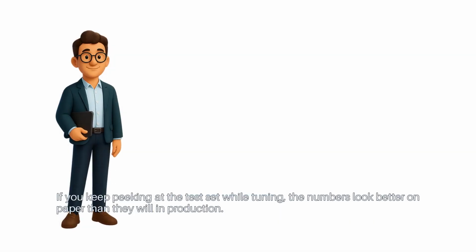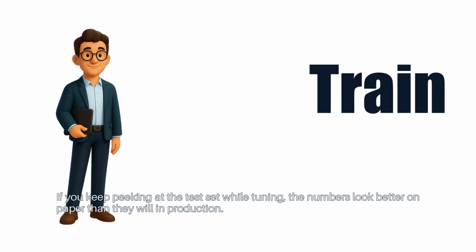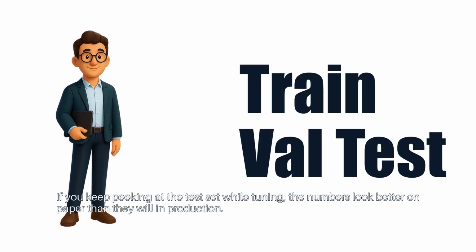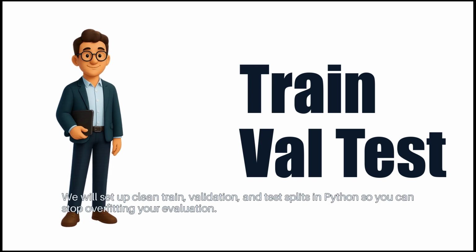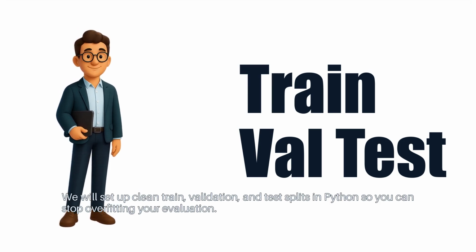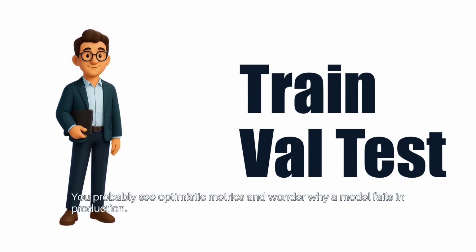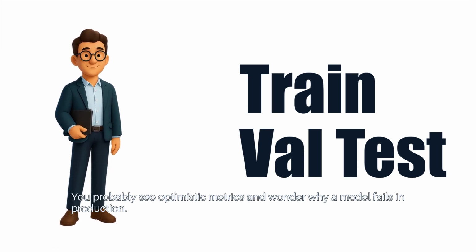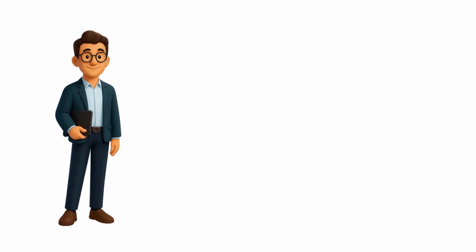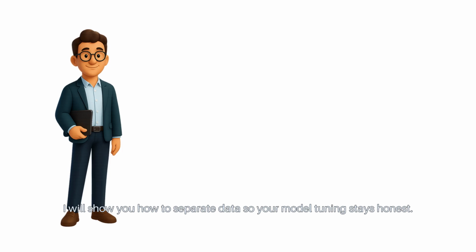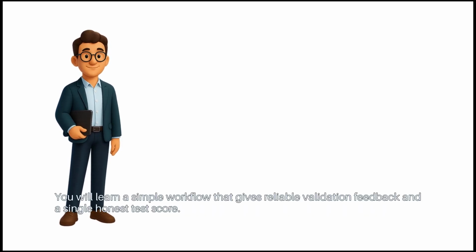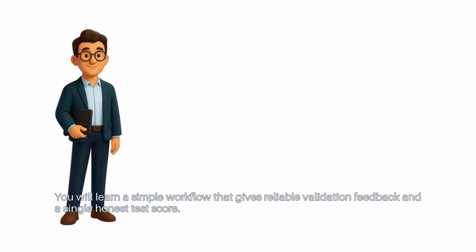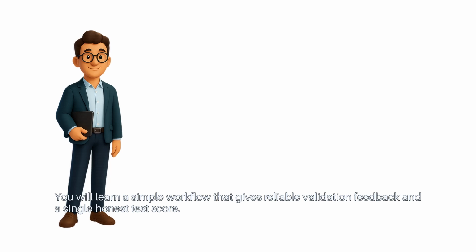If you keep peeking at the test set while tuning, the numbers look better on paper than they will in production. We will set up clean train, validation, and test splits in Python so you can stop overfitting your evaluation. You probably see optimistic metrics and wonder why a model fails in production. That is data snooping. I will show you how to separate data so your model tuning stays honest. You will learn a simple workflow that gives reliable validation feedback and a single, honest test score.